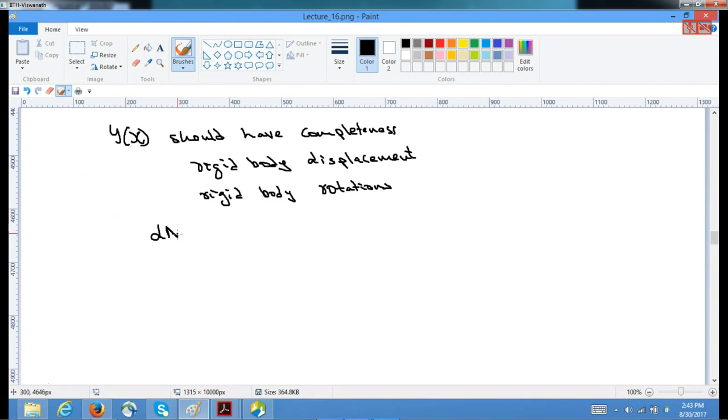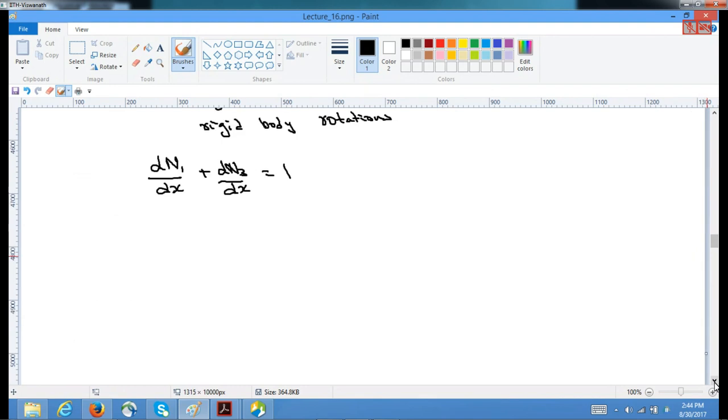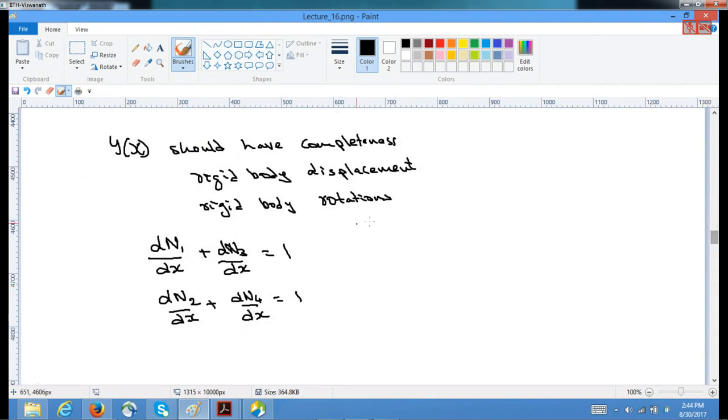satisfy this property: dN1 by dx plus dN3 by dx is equal to 1. Further, it should also satisfy these properties. These are the properties of the so-called shape functions that are obtained, which have these properties over and above that. So I will rewrite it because this is a Hermite shape function.